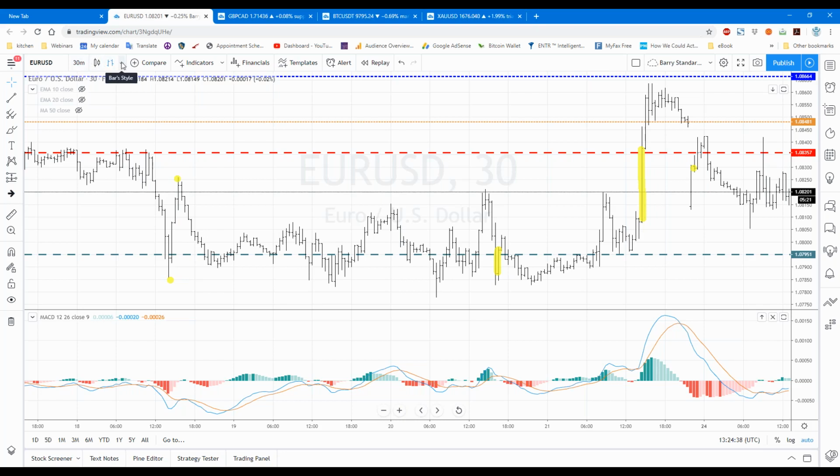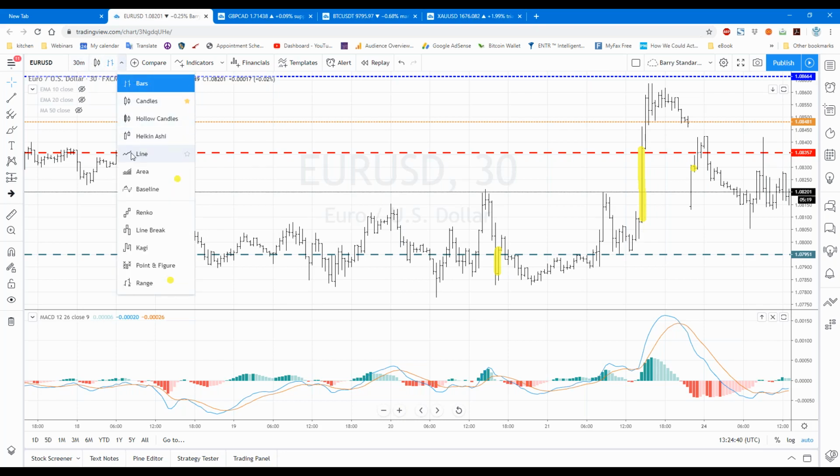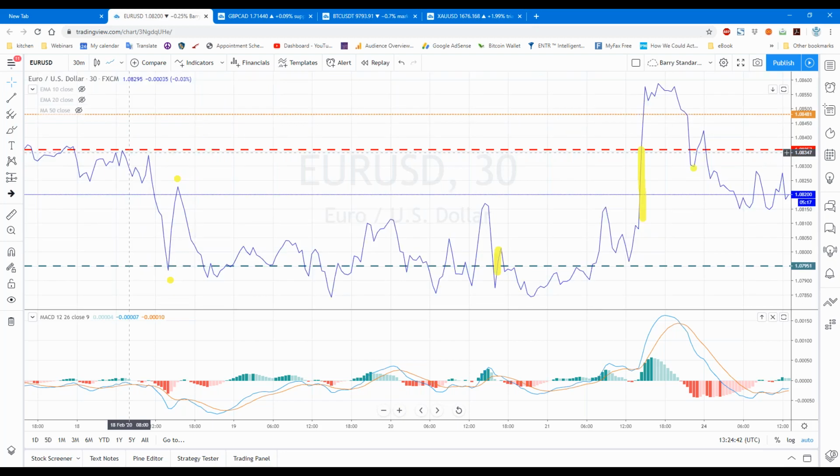Now, we also have a line chart, which is the most simple of it all, and we really can't use it for much of anything because it just uses the close and puts one dot on the chart. And as you can see, we can't really see anything about how price is moving. We see a general representation of the overall move, but we don't see what the high was. We don't see what the low was. We don't see what the open was. We see only what the close was.